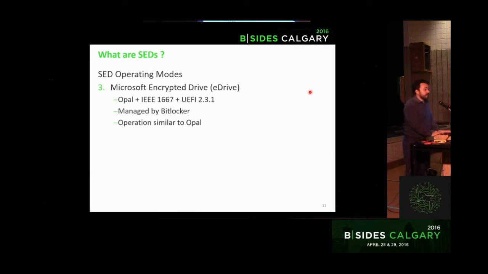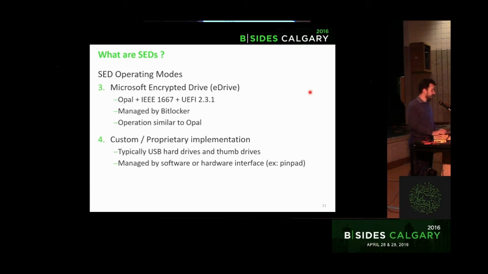Microsoft looked at this and said, this is interesting. We like the OPAL standard, but we want to have a couple of requirements on top of that. So they added that. And BitLocker can actually manage self-encrypting drives. Microsoft calls this eDrive in their documentation. But if you look at it in Windows, it's just BitLocker. So if you thought that BitLocker just does software encryption, it's actually not the case. BitLocker can actually manage hardware encrypted drives, and we're going to see that in demos here.